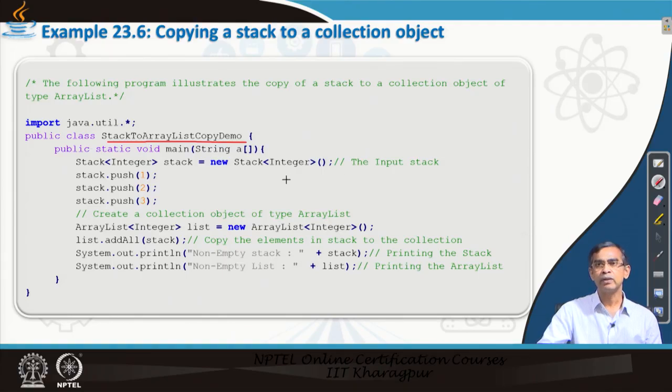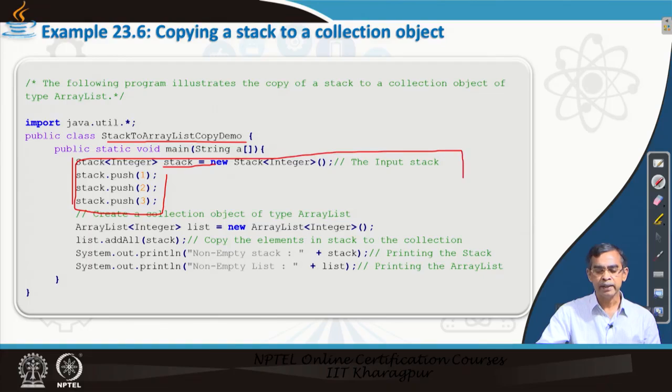So what we require first is a stack. This is the stack and it has some elements in it. Create a stack and load the stack with 3 elements. Now we want to copy this stack into an ArrayList collection, for which we should create an ArrayList object. So list is the ArrayList object and it should be of the same type, Integer. So we create an Integer ArrayList like this.